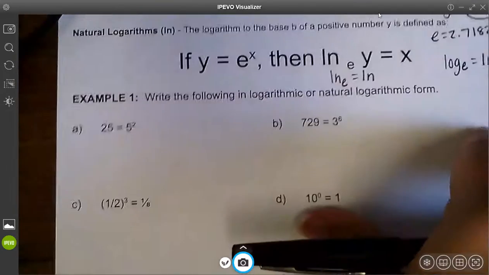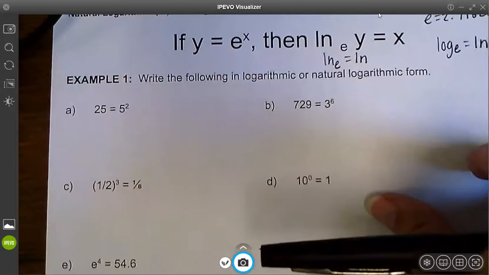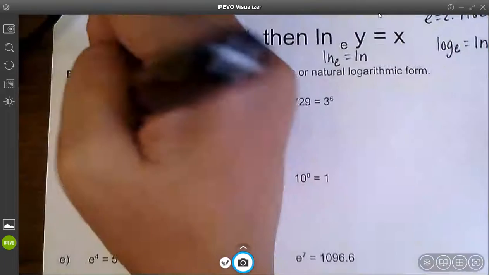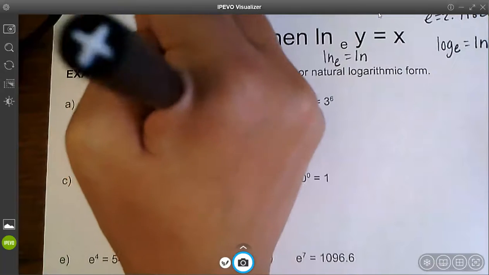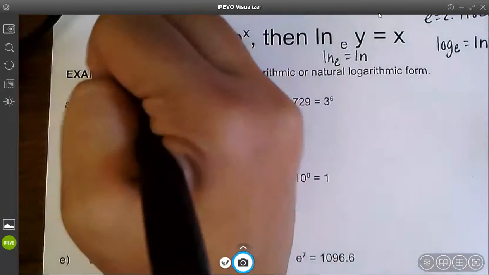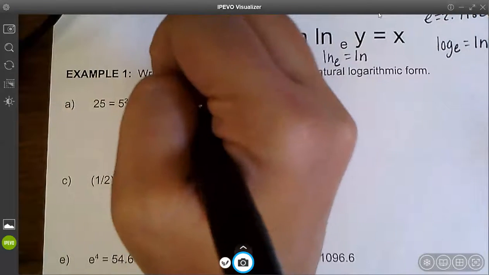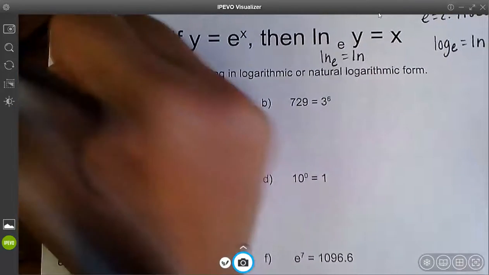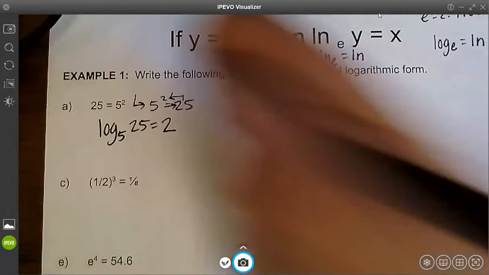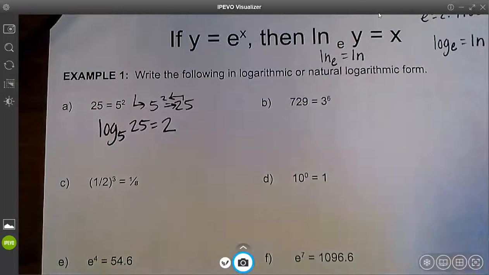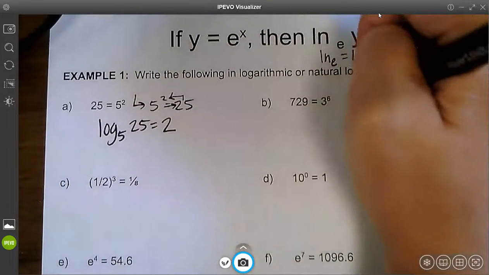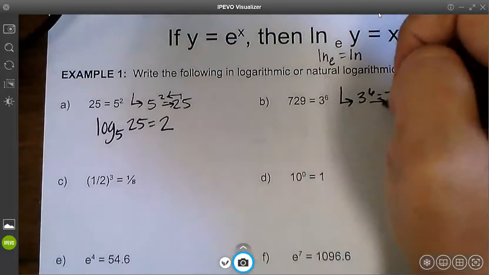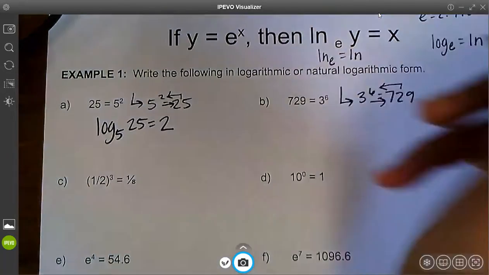So we're going to start with converting. Write the following in log or natural log form. So I like to switch it around. 5 squared equals 25. I'm going to convert that. So I've got log base 5 of 25 is going to equal 2. I'm just going to use that pattern. So log base 5 of 25 is 2. That's all we're doing. B, log base 3 of 729 equals your exponent of 6.